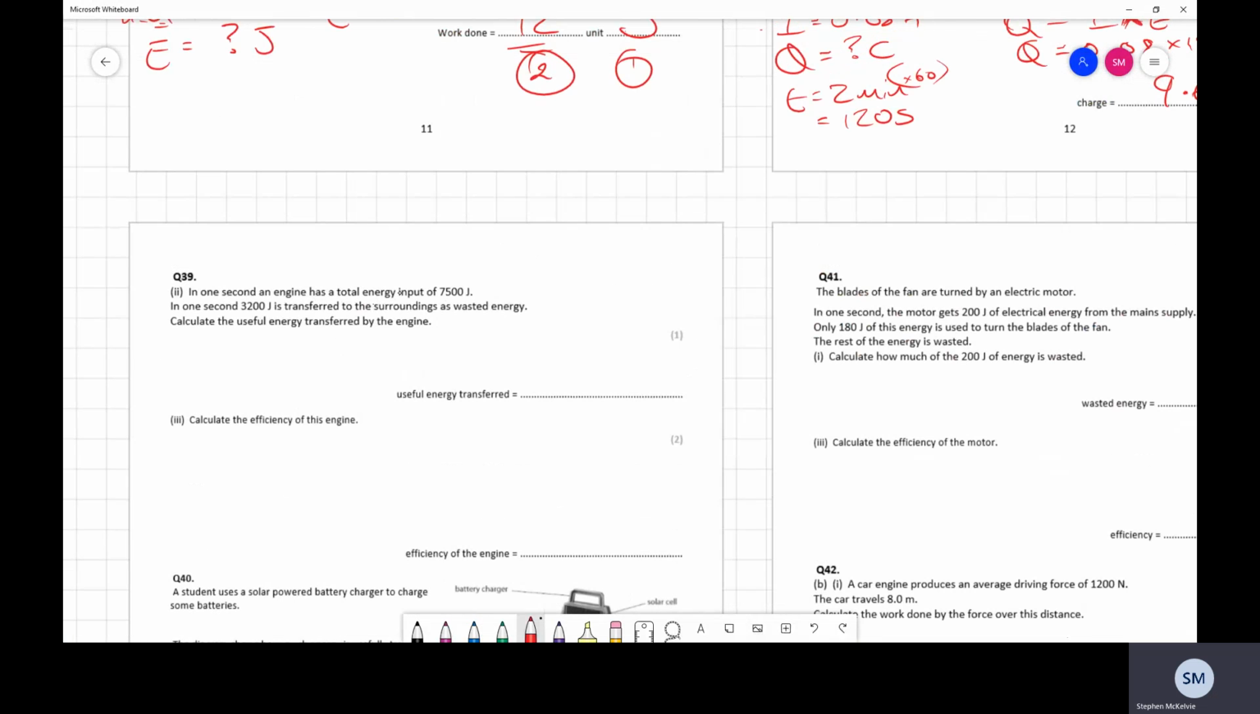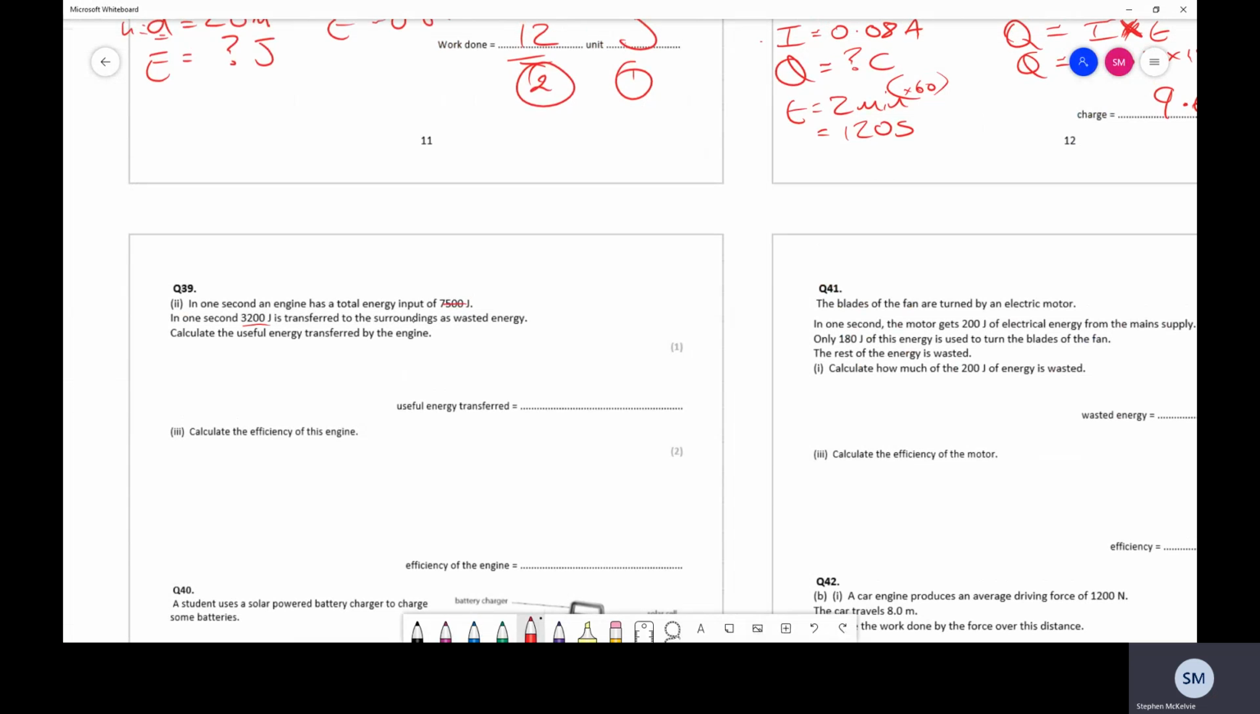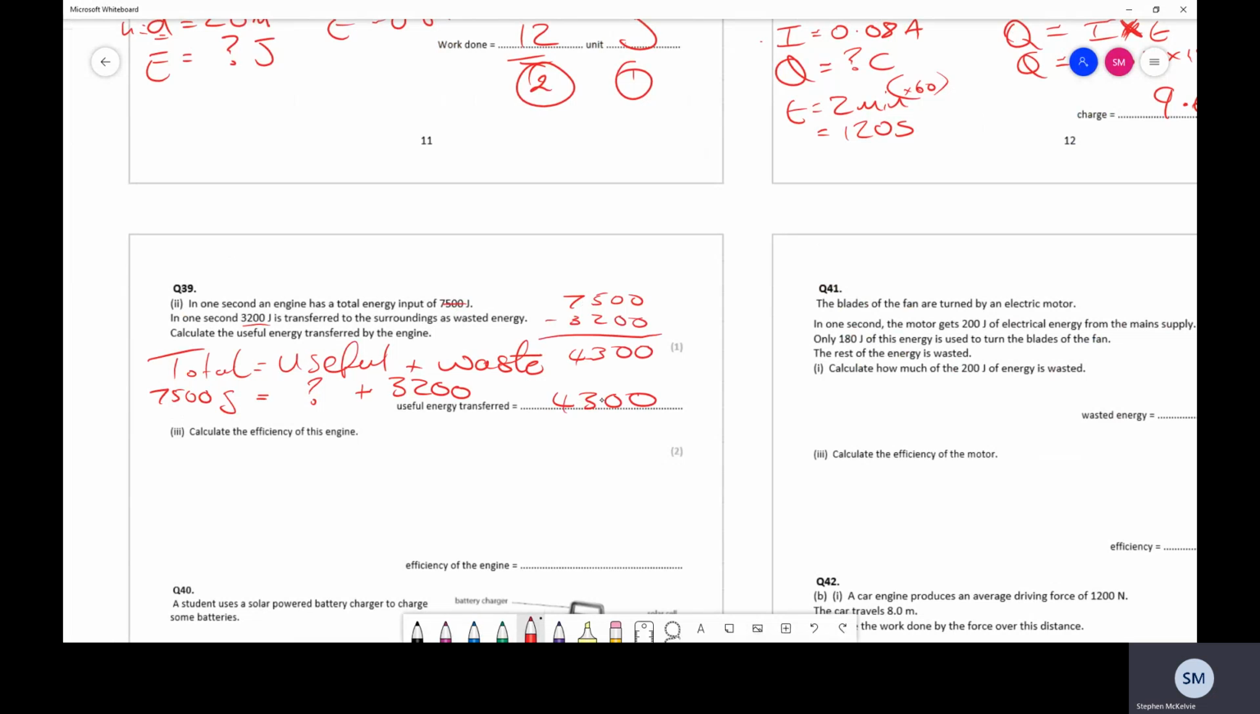In 1 second, an engine has a total energy input of 7,500 joules. In 1 second, 3,200 joules is transferred to the surroundings as wasted energy. Calculate the useful energy transferred by the engine. Well, the total amount of energy will be equal to the useful added to the waste. If we have got 7,500 joules of total energy going in, and I don't know this number, and I do know this number, then I can figure that out. Quite simply, 7,500 take away 3,200, 4,300 joules of useful energy transferred.